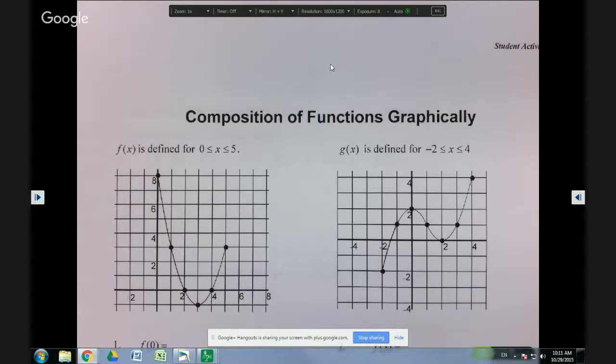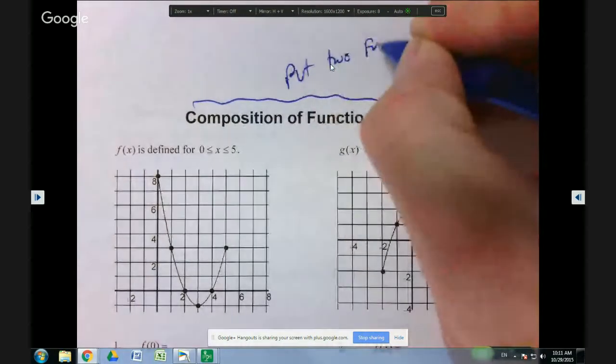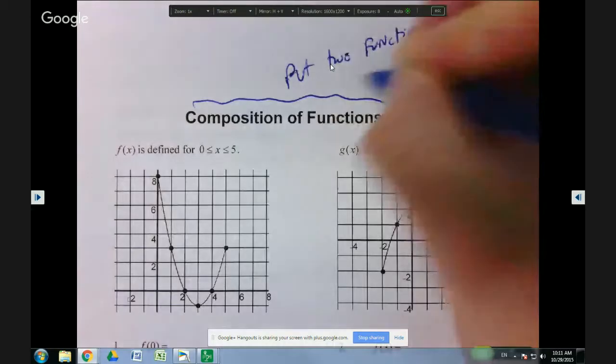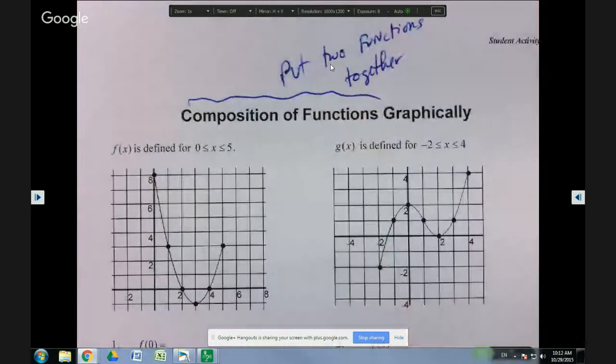All right, so we're composing functions. You might want to pay attention here. Composition of functions. This means put two functions together. So we're going to put two different functions together now.